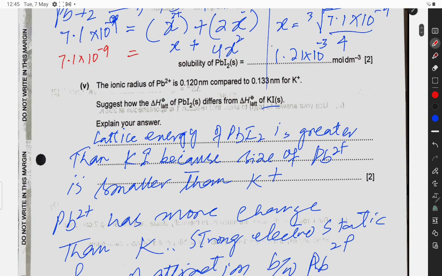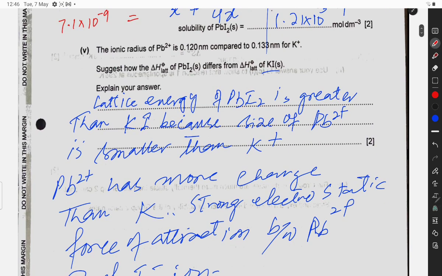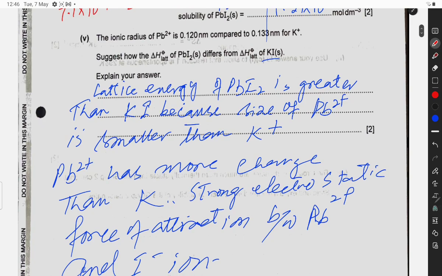The ionic radius of the lead(II) ion is 0.120 nanometer compared to 0.133 nanometer for the potassium ion. Suggest how the enthalpy change of lattice of lead(II) iodide differs from the enthalpy change of lattice of potassium iodide. Explain your answer. The lattice energy of lead(II) iodide is greater than potassium iodide.